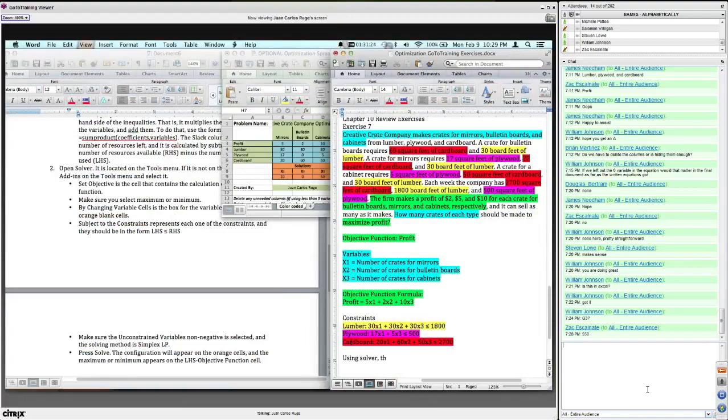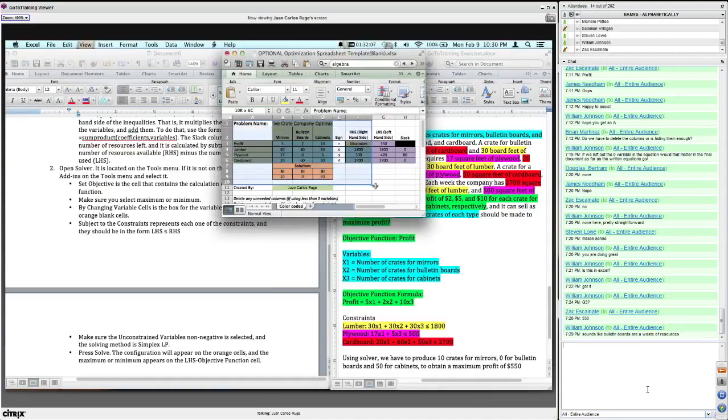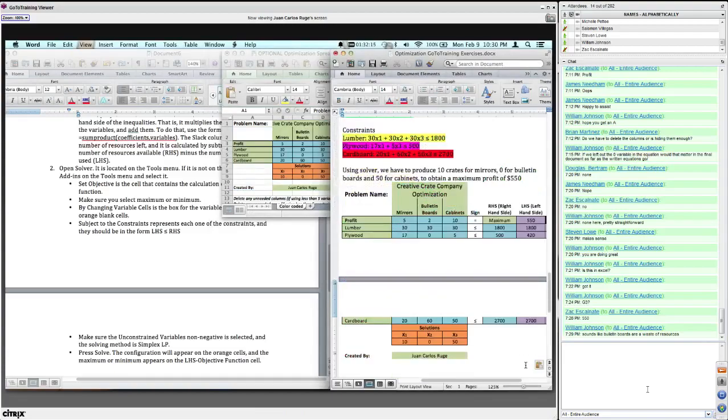So, using solver, we have to produce 10 crates for mirrors, 0 for bulletin boards, and 50 for cabinets, to obtain a maximum profit of $550. And just to help you, I'm going to copy paste everything here. Okay, you can understand. However, one thing that I have to add here.